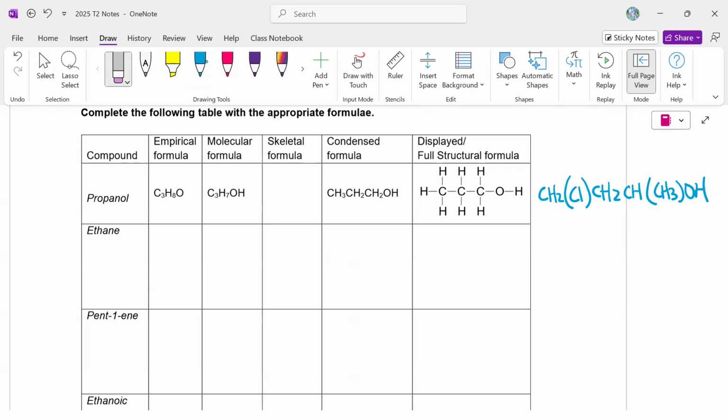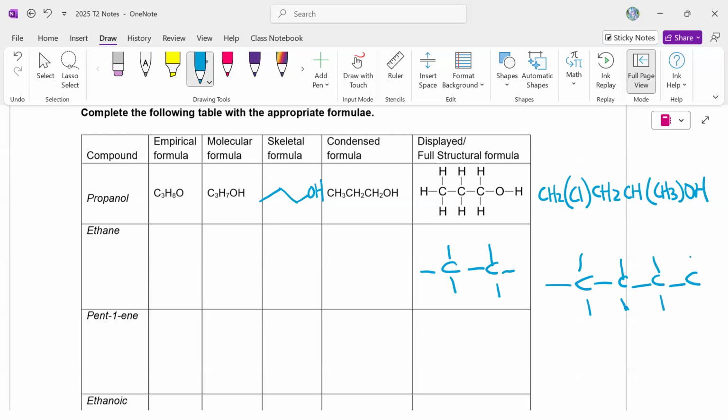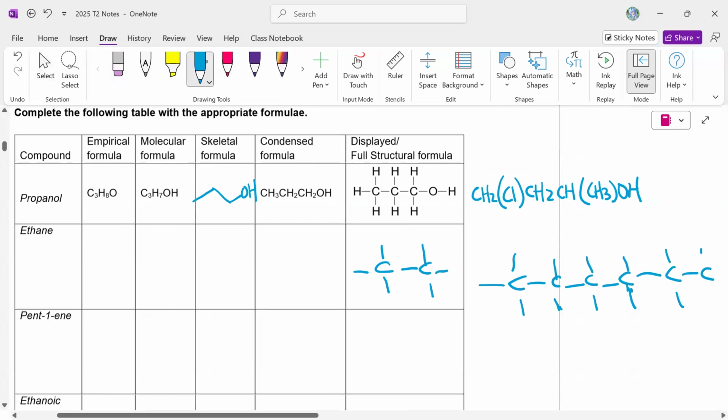Okay, so next, let's look at the skeletal formula: 1, 2, 3, and with an OH. So 3 carbons and an OH. The H is only shown when it's bonded to a non-carbon atom. Ethane: 2 carbons, an alkane, all saturated. Now, don't draw me this fishbone diagram. I call it a fishbone diagram because it looks just like sticks only. After a while, if you do it in your own notes, it's fine. But during exam, you must always put in the hydrogen. Nobody will mark this fishbone diagram, okay?